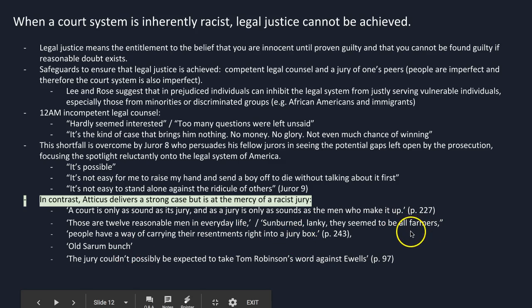They're all farmers that are there. But he says they can be reasonable men, but obviously they are led by the majority and the social norms of Maycomb in the 1930s, which suggests that they have to vote a specific way, and that is for a guilty verdict for Tom Robinson.